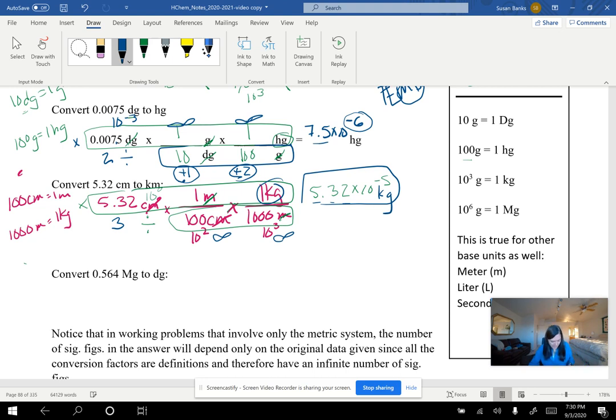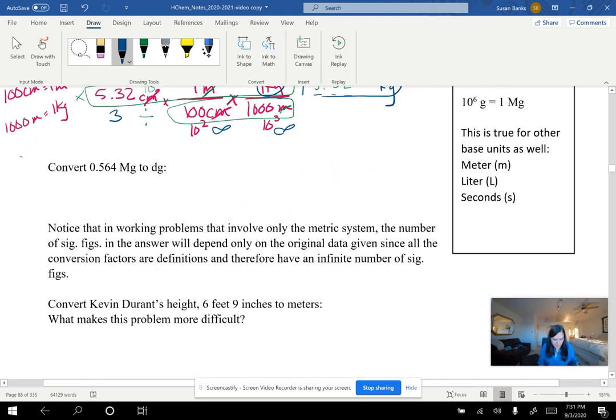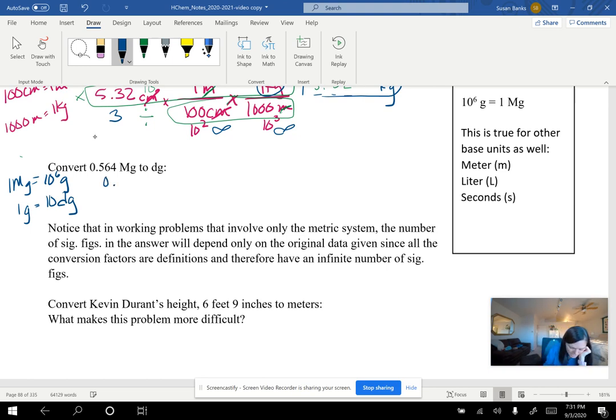Okay. Now, last question. Convert 5.64 megagrams to decigrams. So we need to look at our relationship between mega and gram and deci and gram. So mega, in 1 megagram, I will have 1,000,000 or 10 to the 6 grams. And then in 1 gram, I will have 10 decigrams. So those are the two relationships I'm going to use here. I'm going to start with the number and the unit that I have given.